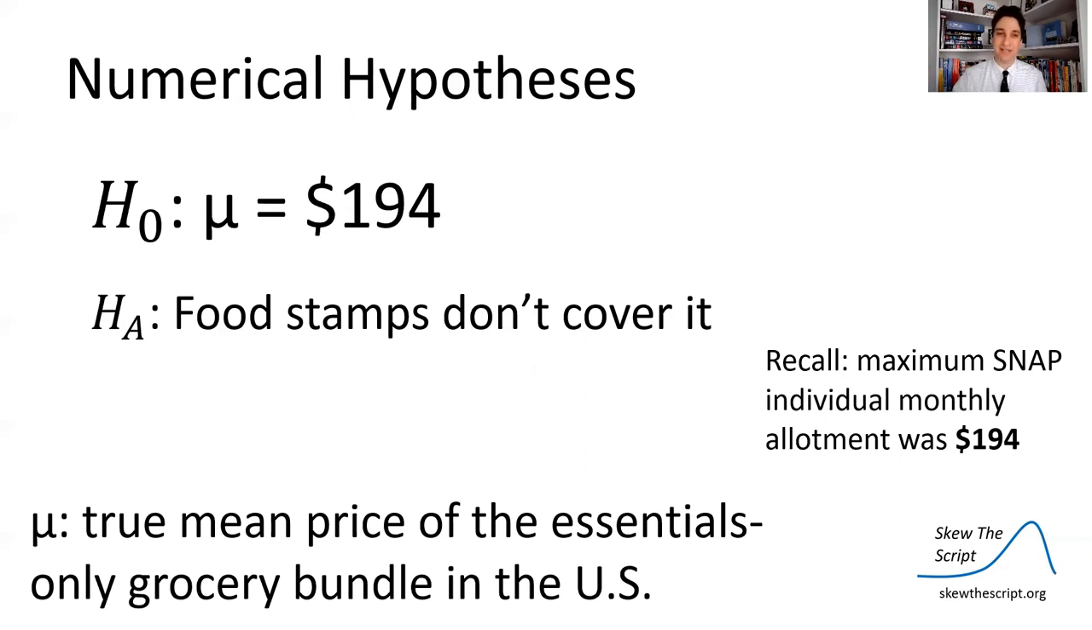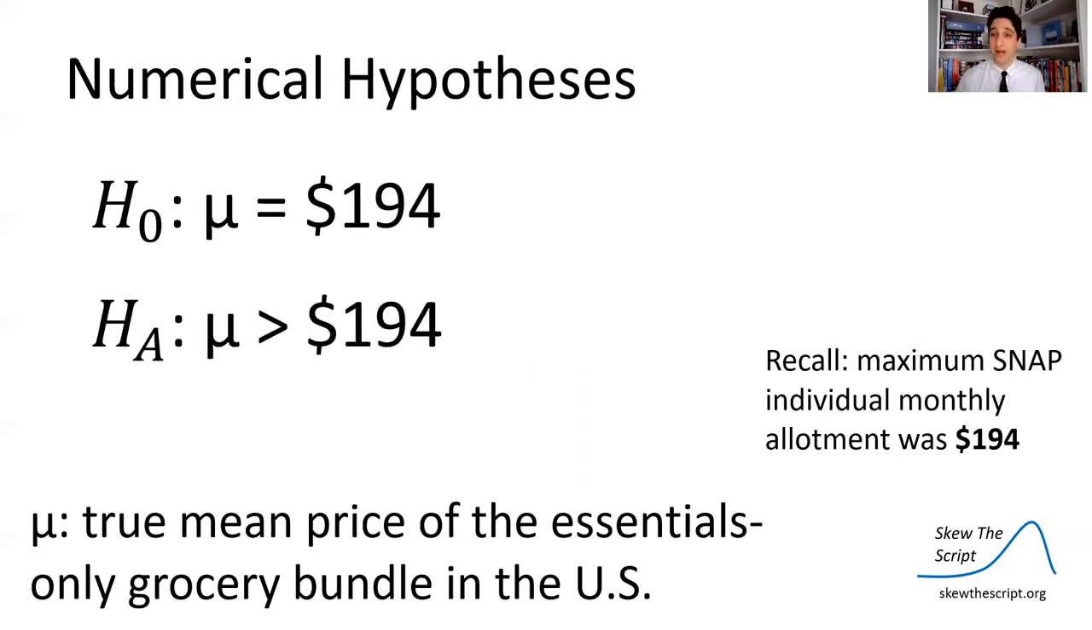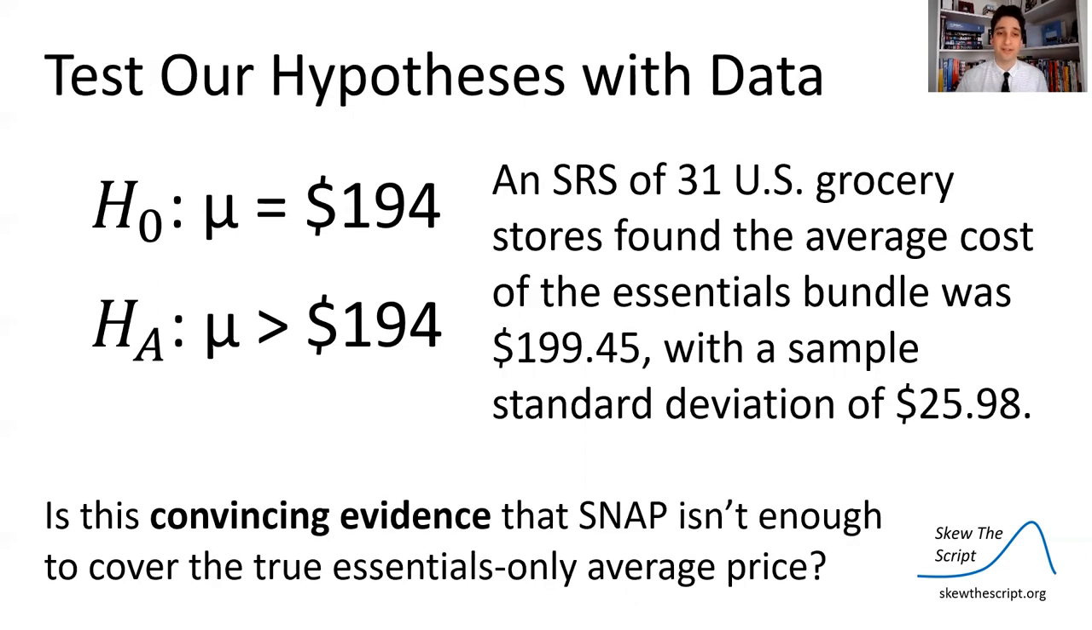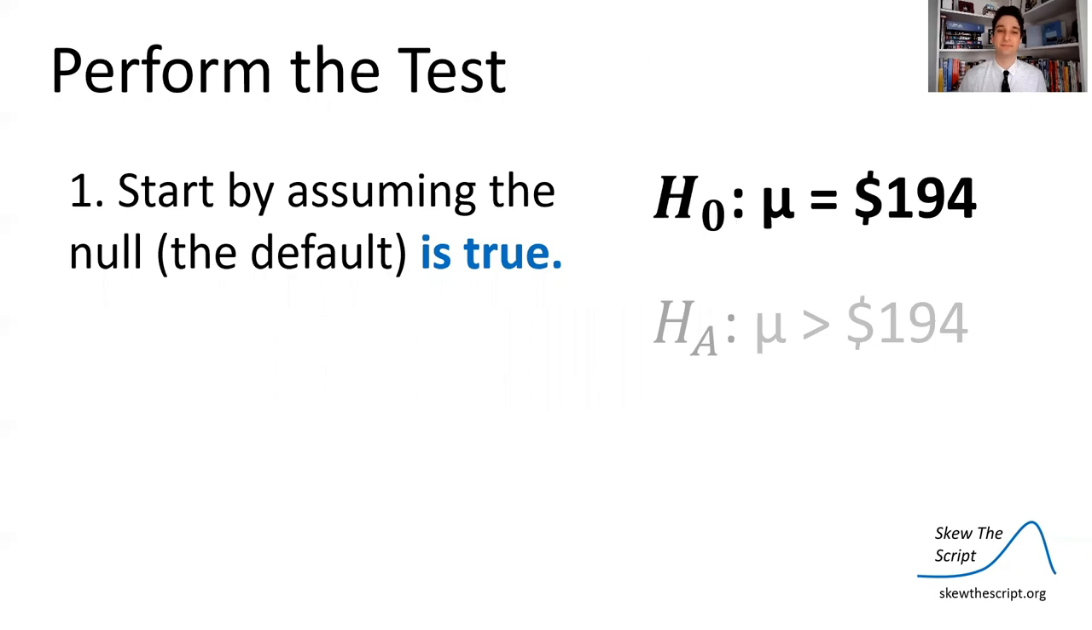SNAP provides the exact amount needed to cover the mean price of these groceries. And if the food stamps don't cover it, that means the mean price of the groceries is going to be greater than the amount that SNAP provides, $194. So we got our simple random sample, and we're going to see, is this sample mean of $199, which is a little bit higher than $194 at this sample size, convincing evidence that in terms of the population, SNAP doesn't actually provide enough?